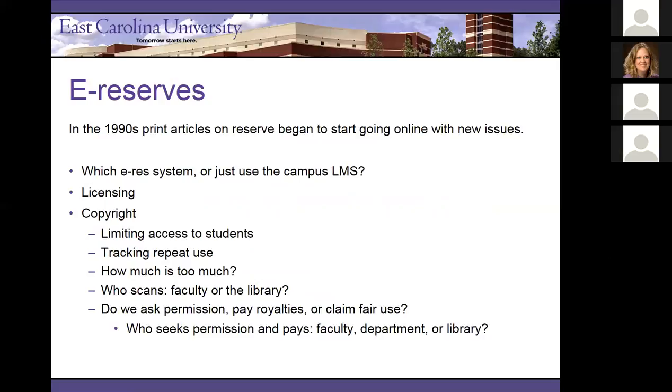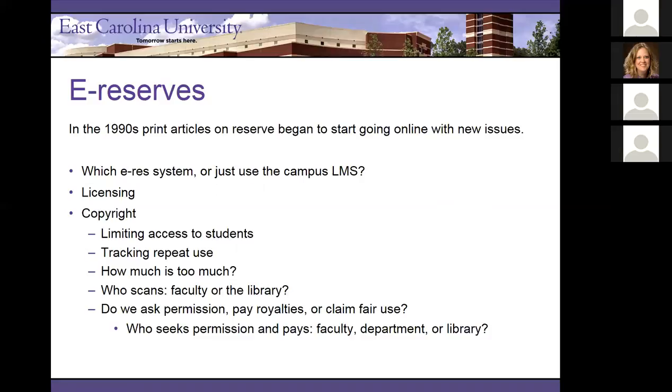But the big one is copyright. Making sure that non-students don't have access to it, making sure that we track repeat use, depending on your interpretations of the guidelines and if those should be followed or not. How much is too much? Is it the heart of the work? It might not be a lot, but is it the main point? And so we should not have the main point on course reserves. Who scans the items, if it's from print or microfilm? Is it the faculty or is it the library?